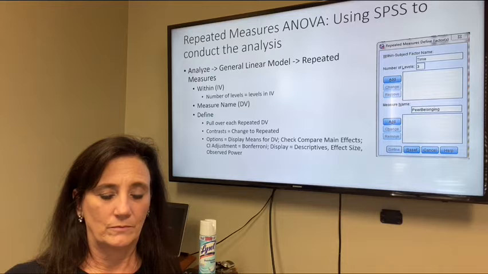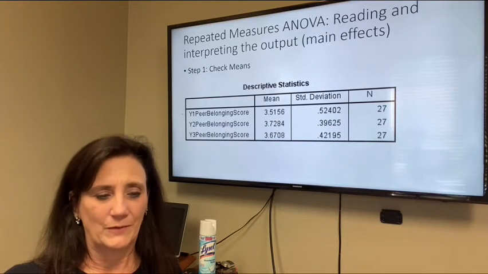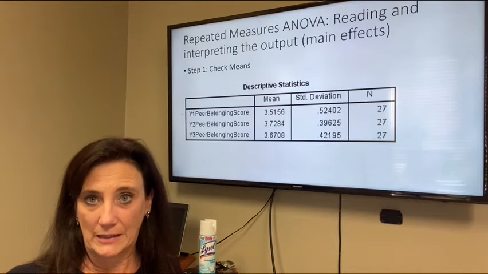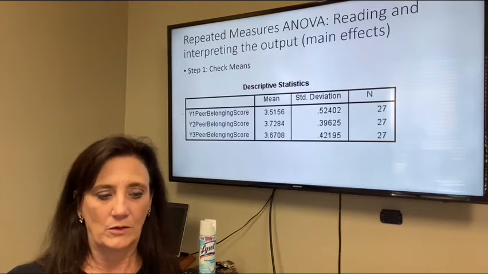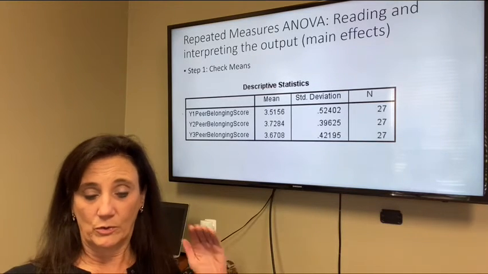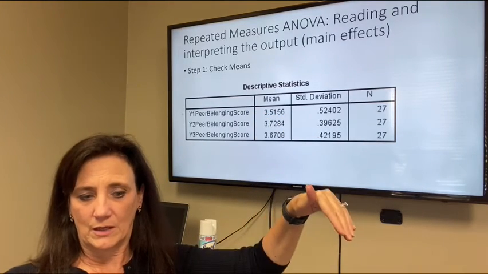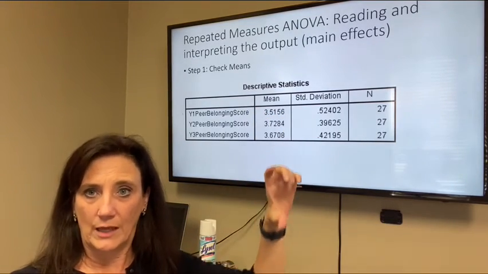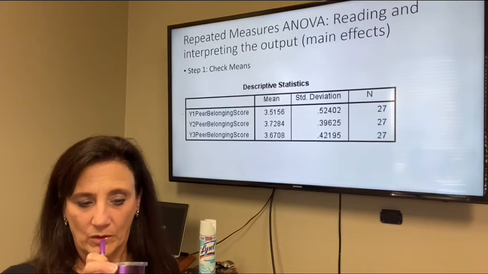and it's going to run your test. And then you get some output. Again, we start with looking at the means for each of the time points. So you've got year 1, year 2, and year 3. And you notice that in year 1, that's your baseline, it went up in year 2 and went down slightly in year 3. So we're going to look at, was there a significant difference among those years?